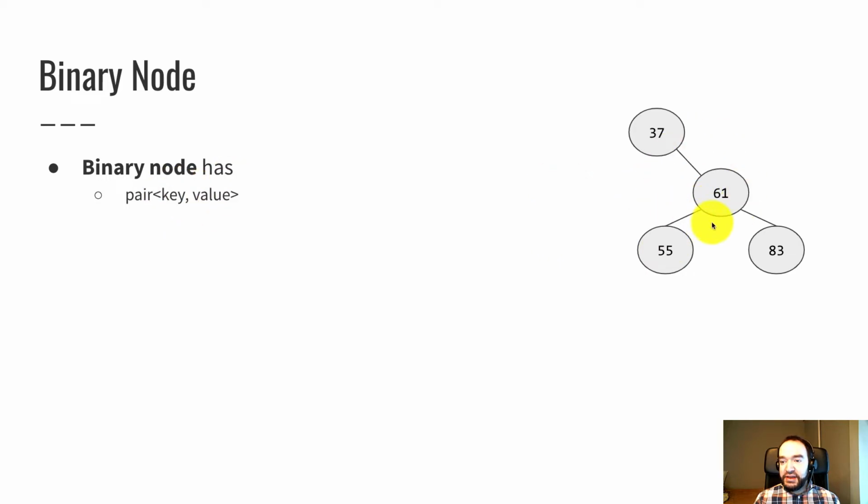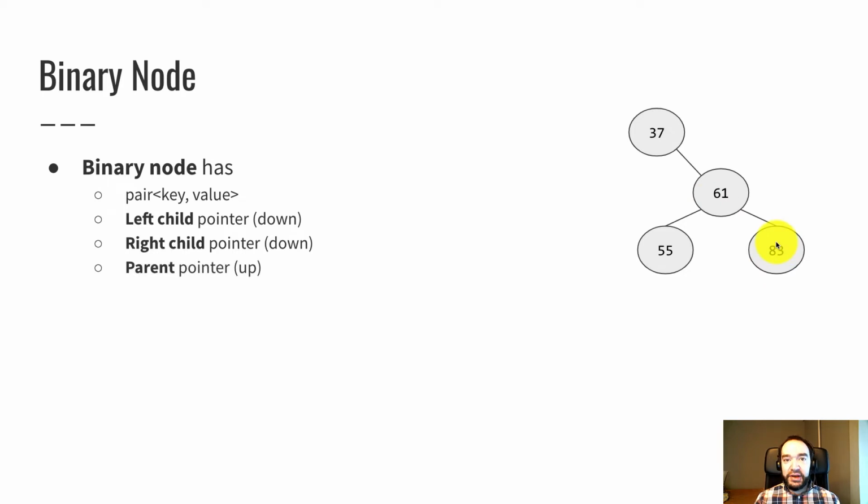In this sketch, the keys are integers, 37, 61, and so on, and there's a convention that when we sketch a binary search tree, we don't bother drawing the values because it would clutter things up too much and take too long. Every node, in addition to that pair, has a left child pointer, and we depict those as going downward to a lower level in the tree. So for example, 61's left child is the 55 node. Every node also has a right child pointer that we depict as going downward, so 61's right child is 83.